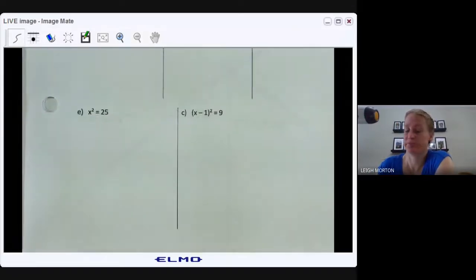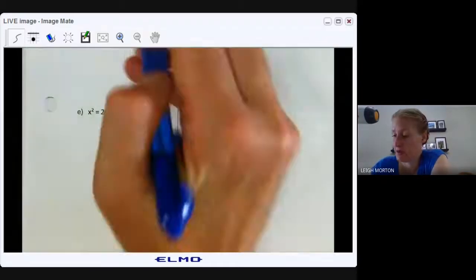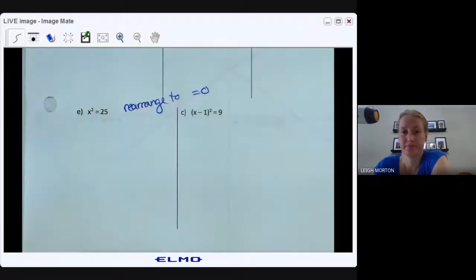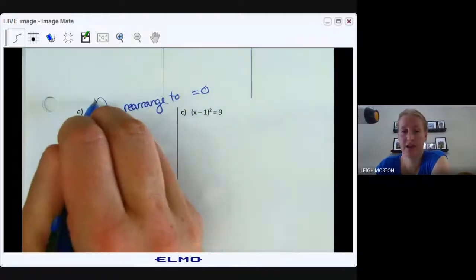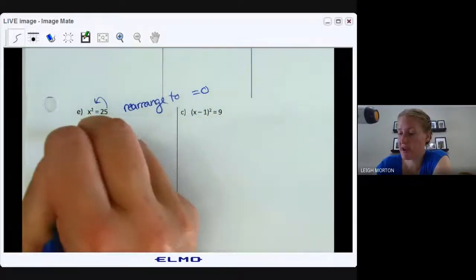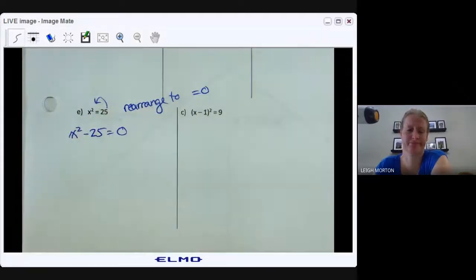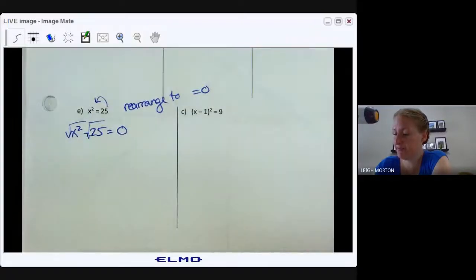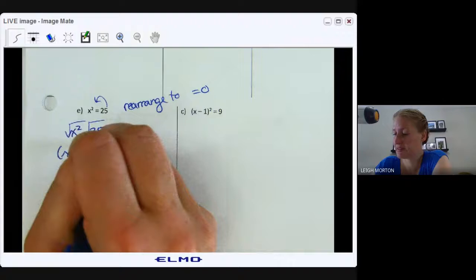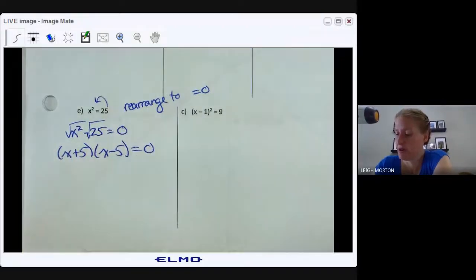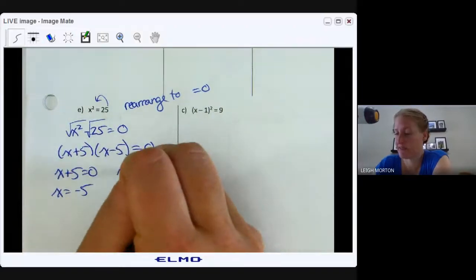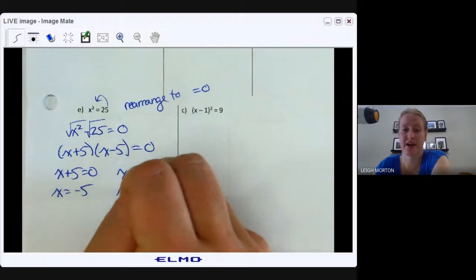Let's go on to these next two. What looks different here is all of a sudden it's not equal to 0. We need to have it equal 0 first. So how do I do that? Well, I just move everything to one side of the equation, which would give me x squared minus 25 equals 0. I can solve this now. Again, it's difference of squares, perfect squares that are being subtracted. So x plus 5 times x minus 5 equals 0. That gives me x plus 5 equals 0, so x equals -5. X minus 5 equals 0, so x equals +5.